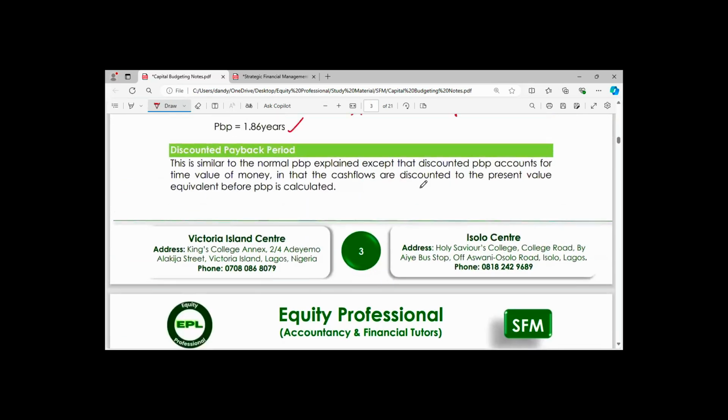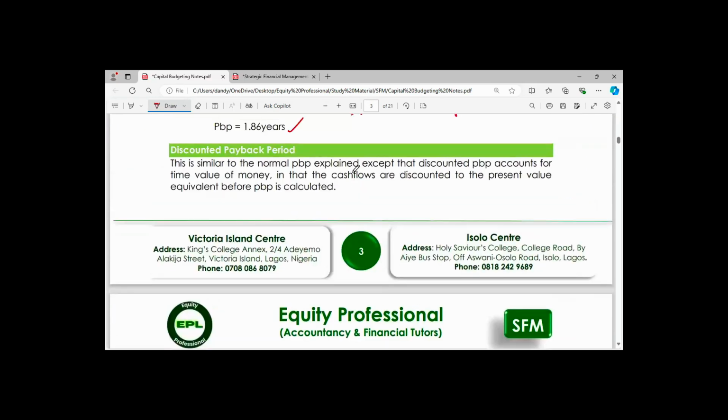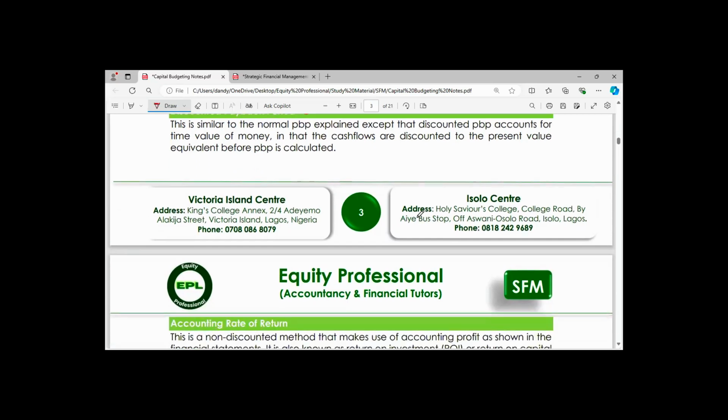Now, in case you are asked to calculate discounted payback period, of course, this is under the discounted cash flow method. However, it's the same thing as the normal payback period, except that the cash flows are discounted to the present value equivalent before calculating the payback period. So you need to incorporate time value of money into your calculation before you calculate your payback period. It's the same procedure that you are going to use for calculating your normal payback period.